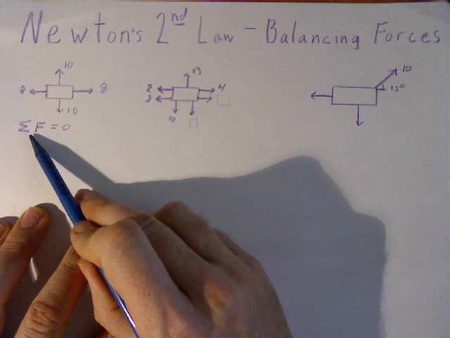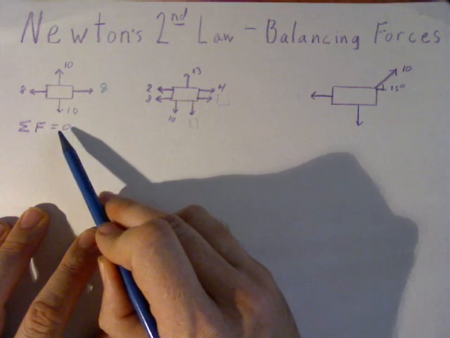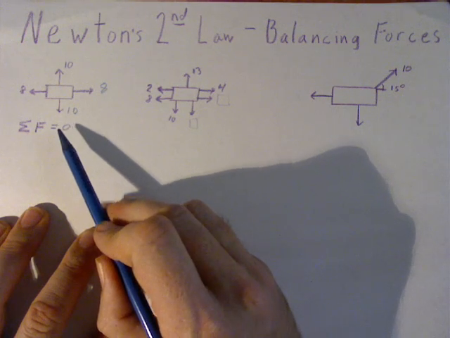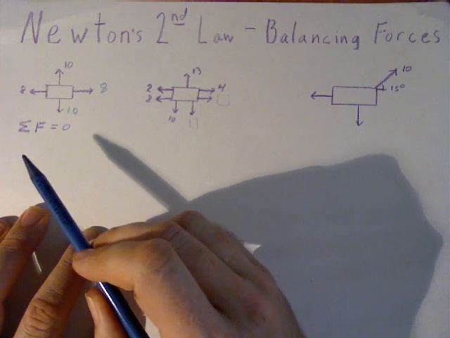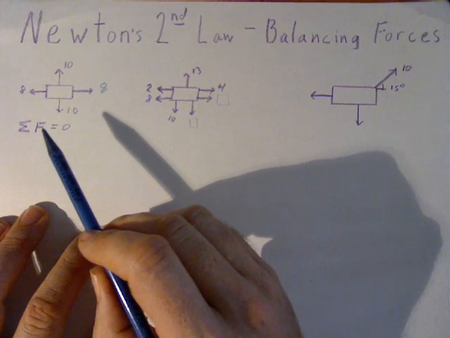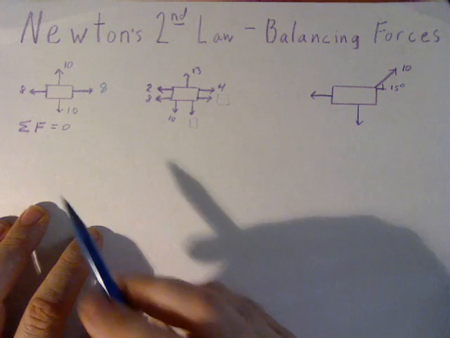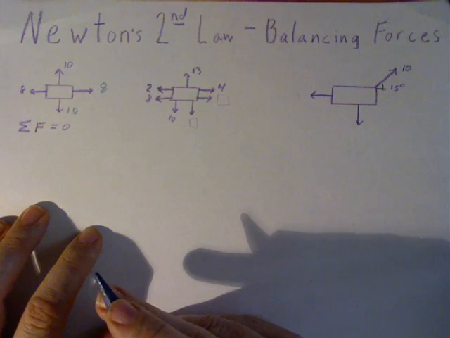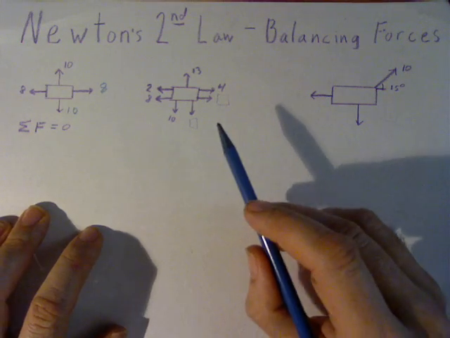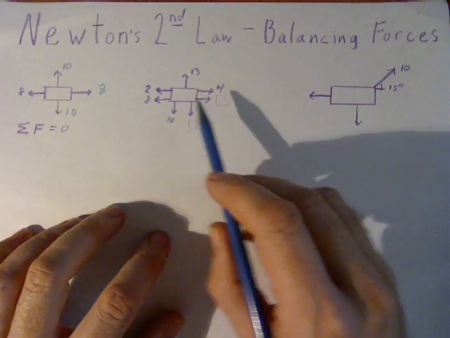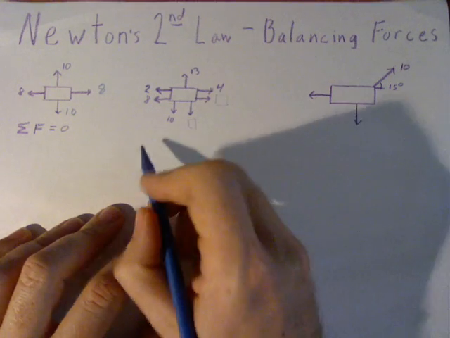Now when I say the total force equals 0, we may have an object in motion or we may have an object that is stationary, but the acceleration is 0, meaning it's not moving any faster or slower. In our next problem, we'll first look at the horizontal forces.